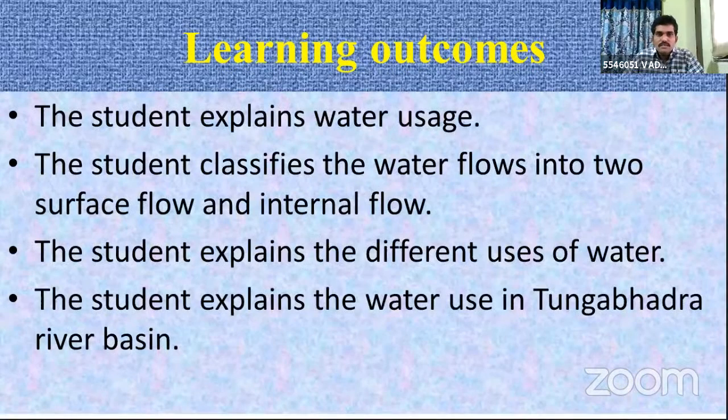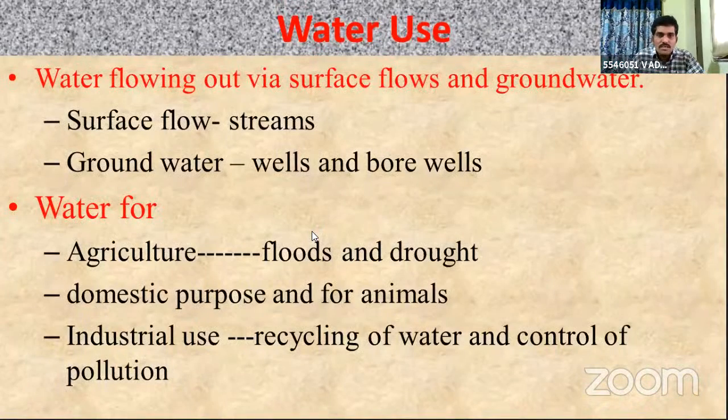So these are the learning outcomes of today's class. The student explains water usage. The student can classify the water flows into two: surface flow and internal flow. At the same time, the student explains the different uses of water. The student explains the water use in Tungabhadra river basin. So now I will go into the detail.